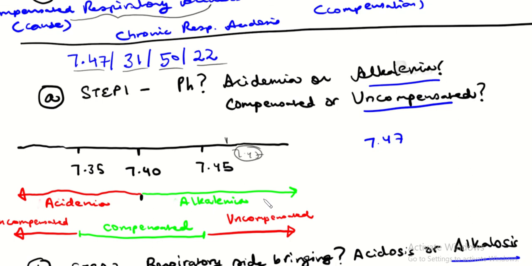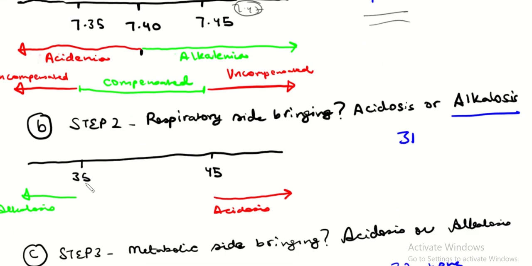Now, did you get uncompensated alkalemia? If you did, you got it. PaCO2 of 31. What's normal? 35 to 45. 31's right here. This is alkalosis.